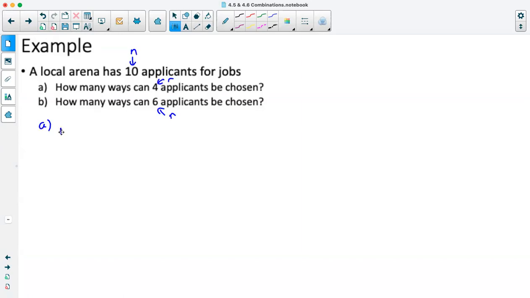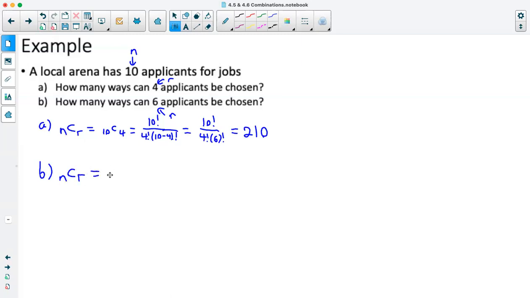So for part A, nCr is going to be 10 C 4, which gives us 10 factorial over 4 factorial times (10 minus 4) factorial. So that gives us 10 factorial over 4 factorial times 6 factorial, which if we calculate gives us 210. For part B, we'll do the same thing. We've got 10 C 6. So that's going to give us 10 factorial over 6 factorial times (10 minus 6) factorial. So that gives us 10 factorial over 6 factorial times 4 factorial, which also gives us 210.